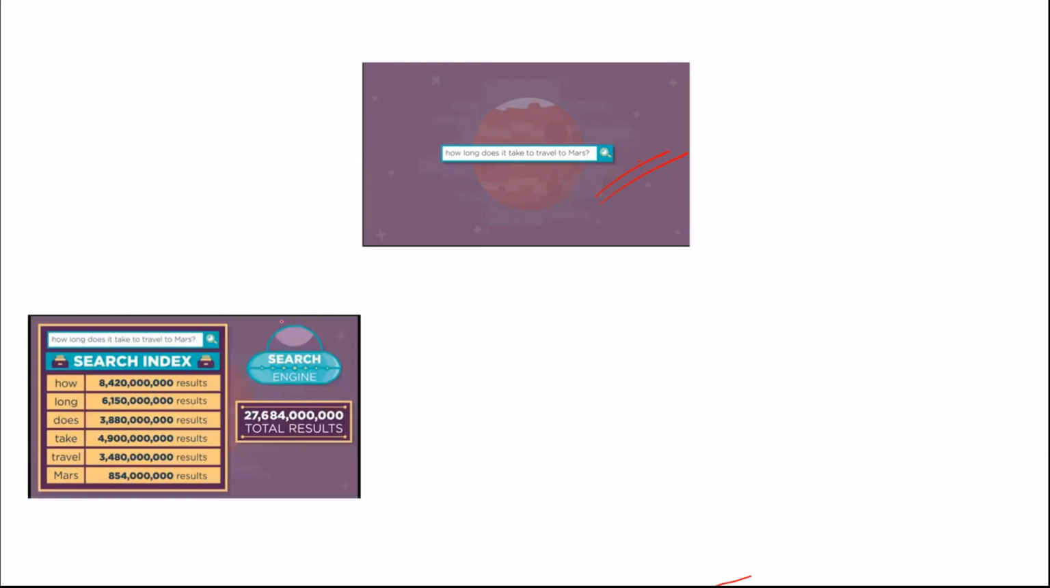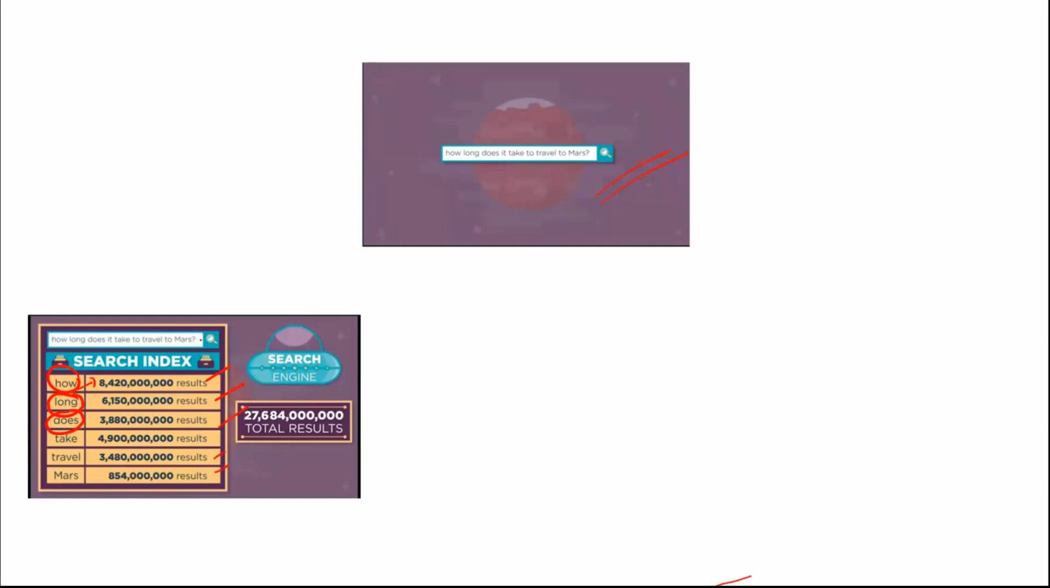How long does it take to travel to Mars? This was our question. So now we have a database ready with search indexes. The search engine looks at each of these words in the search index to immediately get a list of all the pages. What I'm saying is the search engine will store the information on how many times the word "how" is used and where it has been used, how many times the word "long" is used and where it has been used, how many times the word "does" has been used, and so on for every word.